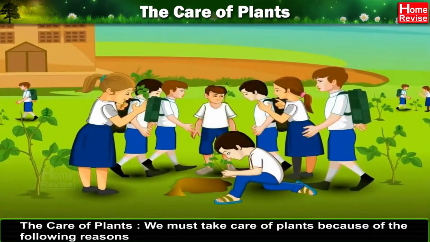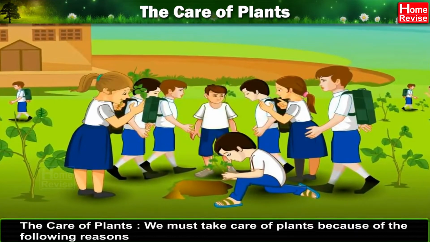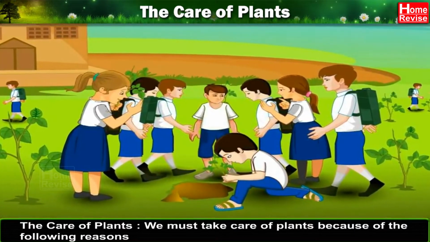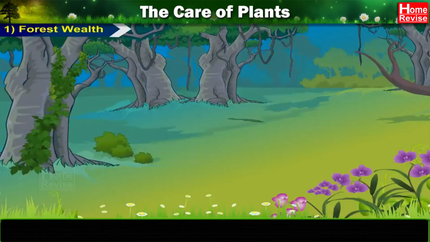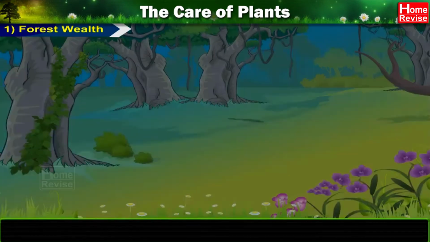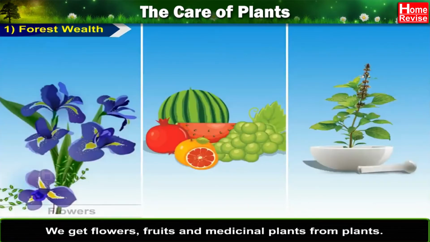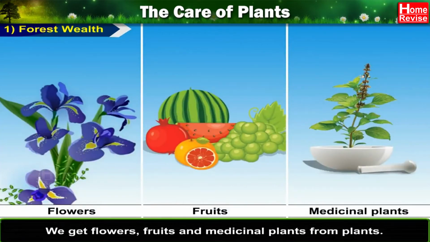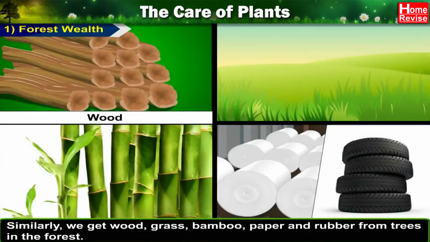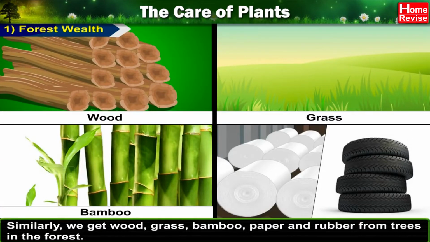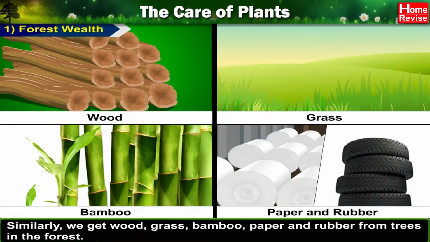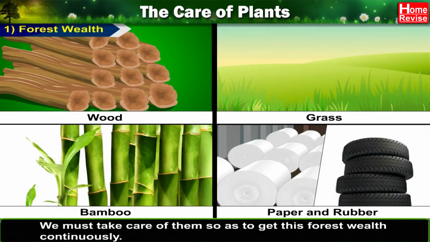The care of plants. We must take care of plants because of the following reasons. 1. Forest wealth. We get food material from plants. We get flowers, fruits, and medicinal plants from plants. Similarly, we get wood, grass, bamboo, paper, and rubber from trees in the forest. We must take care of them so as to get this forest wealth continuously.